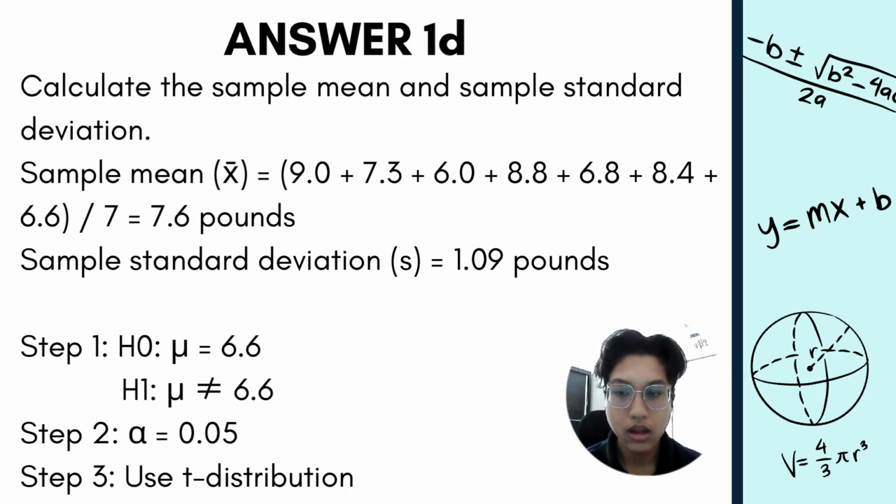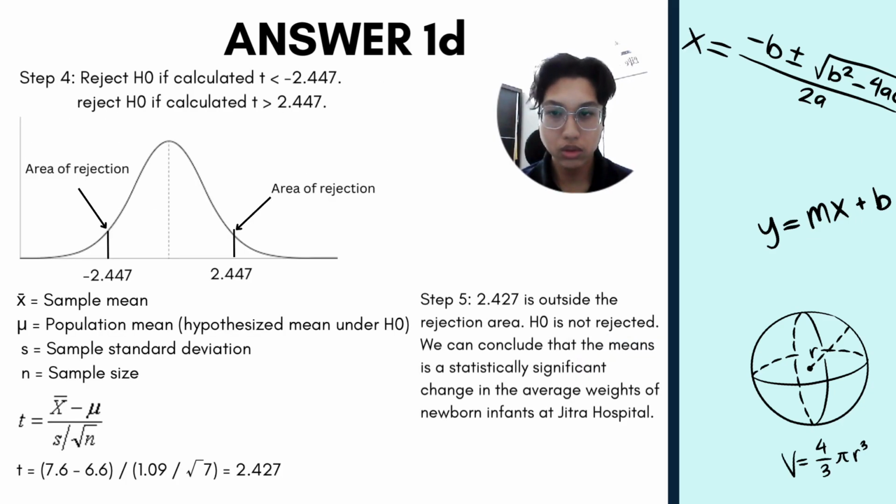And then step 3, we use the t distribution. After that, we move to step 4. Reject H0 if calculated t is less than negative 2.447, and reject H0 if calculated t is more than 2.447. The 2.447 we get when we use the t distribution. We go to the bell shape, negative 2.447 at the left side and 2.447 at the right side are the areas of rejection.